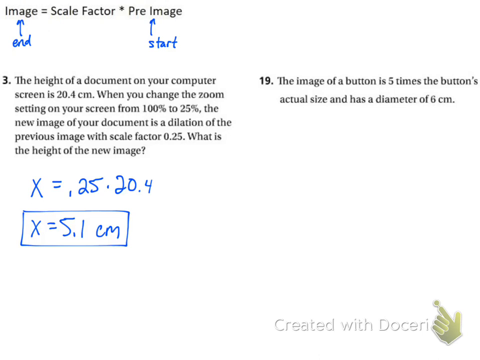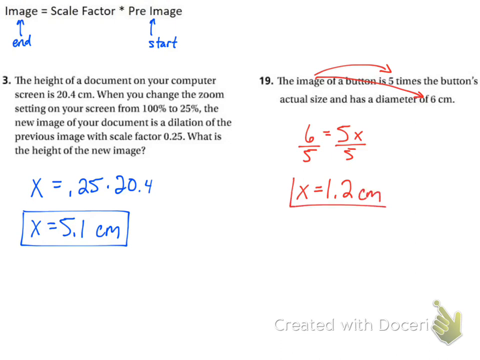Second one, it says the image of a button is 5 times the button's actual size and has a diameter of 6 centimeters. We want to find the diameter of the actual size, the pre-image of the button. So the image is 5 times the actual size and has a diameter of 6. And so I know that the image, so what I end with, is equal to 6. My scale factor is 5. And I want to find out what the pre-image is, or what I started with. And so what I can do is divide both sides by 5 and get x is equal to 1.2 centimeters. And that's it.